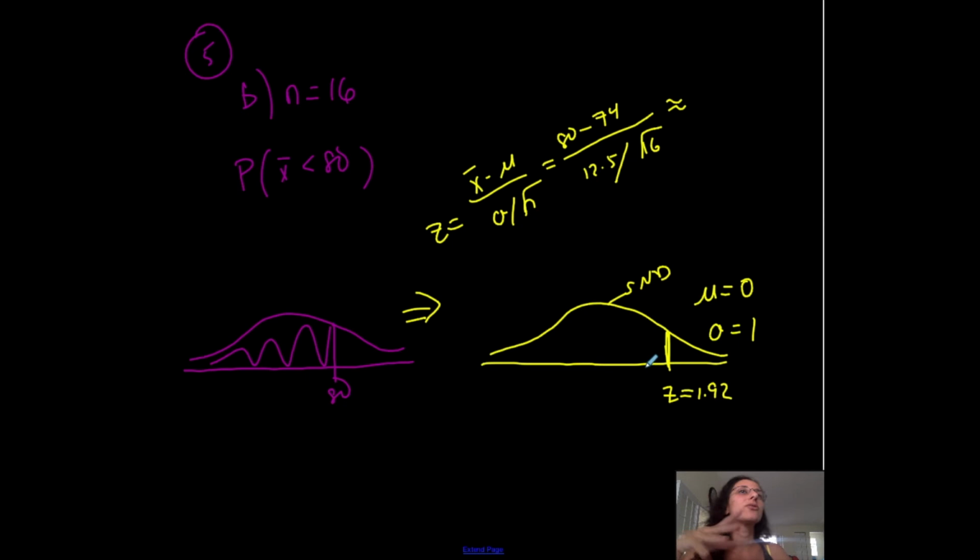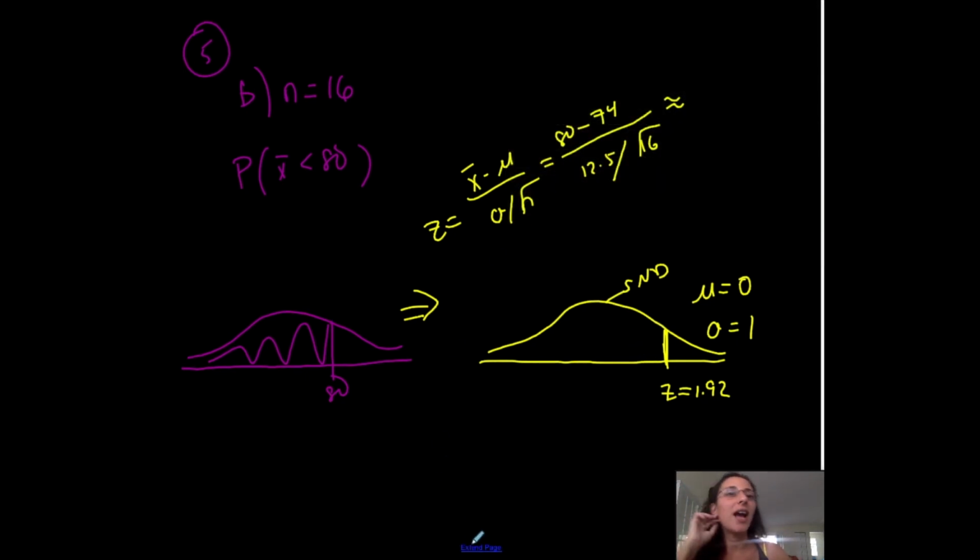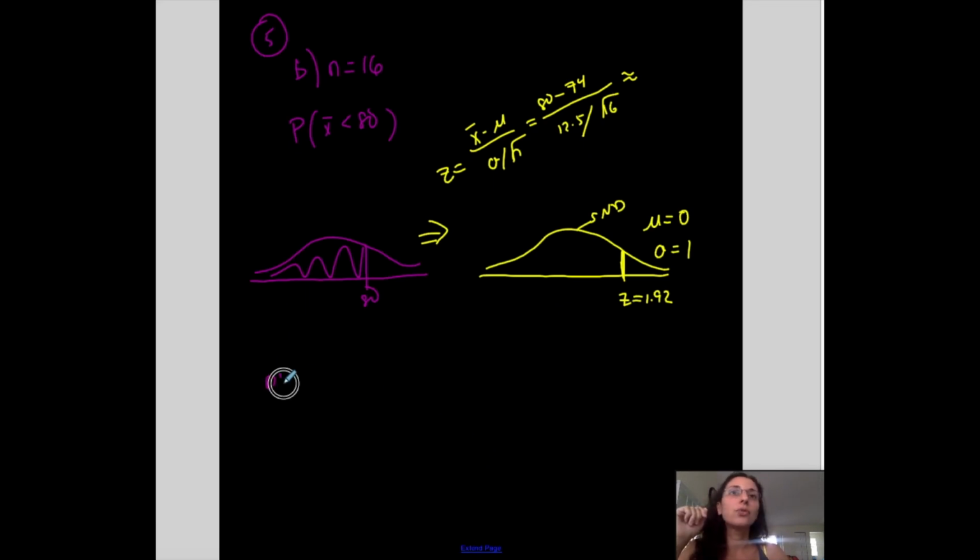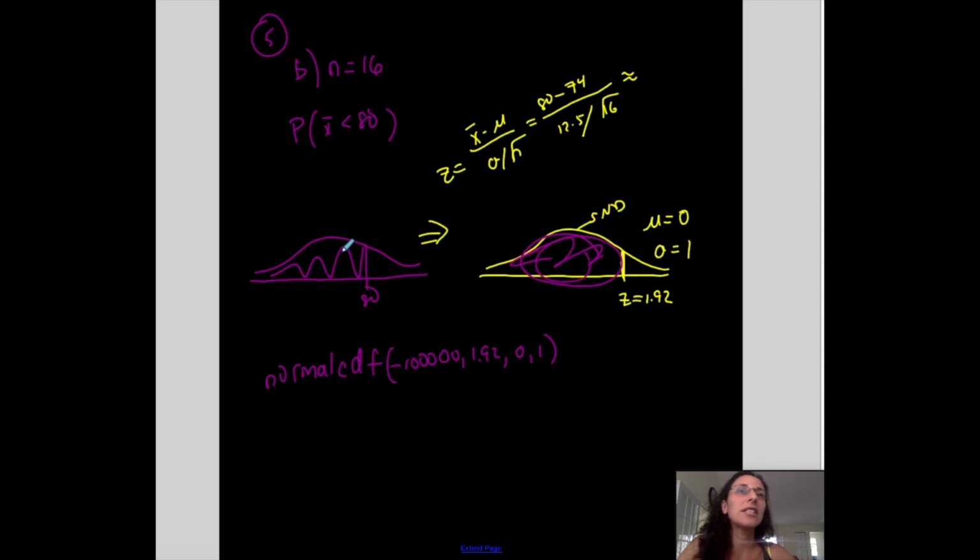Now that's not the answer to my question, because the question asked to find the probability that they had a mean less than 80. So now I could use normal CDF and find this area. A large negative number, then my mean is 0, my standard deviation is 1 because I'm on a standard curve. I'm finding this area, which is the same as this area. So if I calculate it here, I calculate it there. But I had to standardize it first.